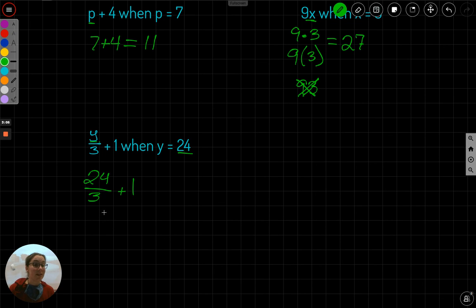24 divided by 3 is 8 plus 1, which equals 9. Substitute the number for the variable and solve. And that's really all it is.